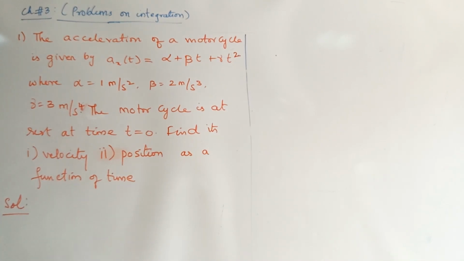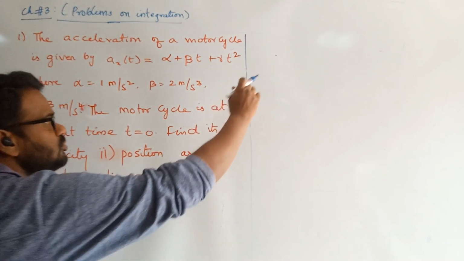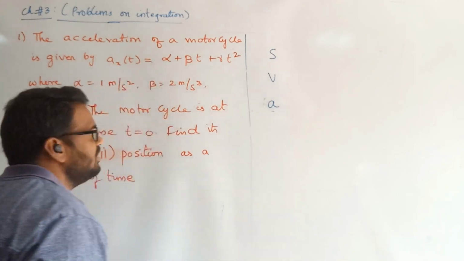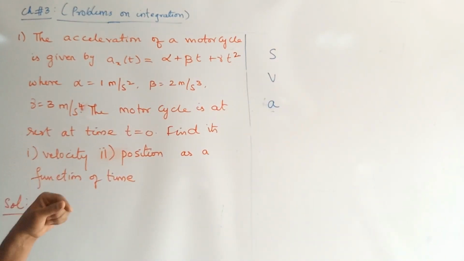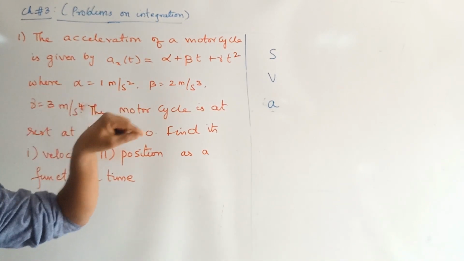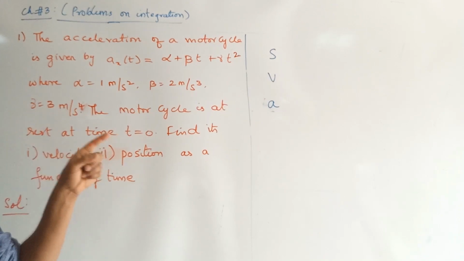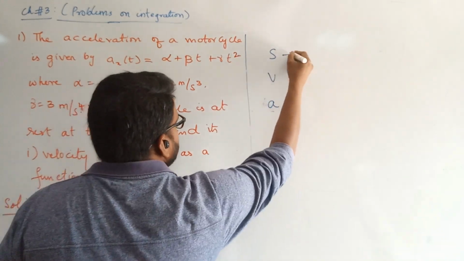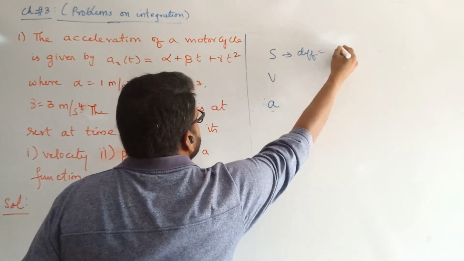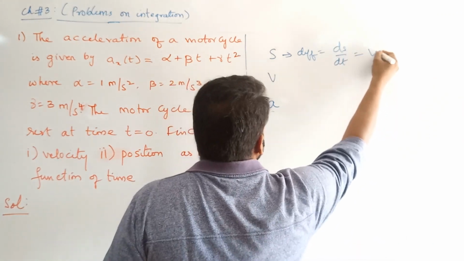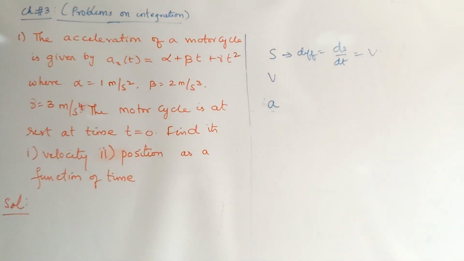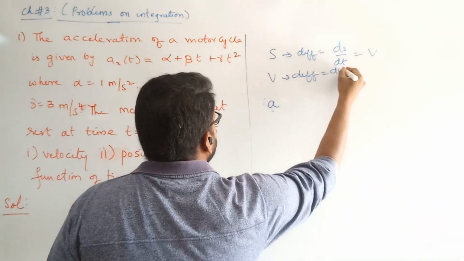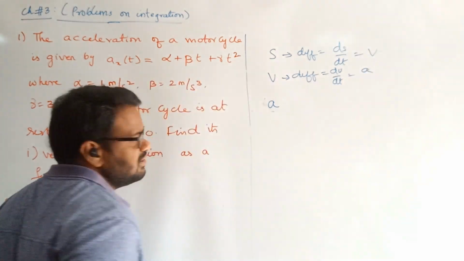Before going to the problem part, let me tell you, you should have minimum knowledge of these things initially. We have three different parameters: displacement, velocity and acceleration. Displacement along the x direction, s will be replaced by x. Displacement along the y direction, s would be replaced by y. But generally displacement is given by s. Differentiation of this gives ds by dt, which equals velocity. Differentiation of displacement gives velocity. Differentiation of velocity, dv by dt, equals acceleration.